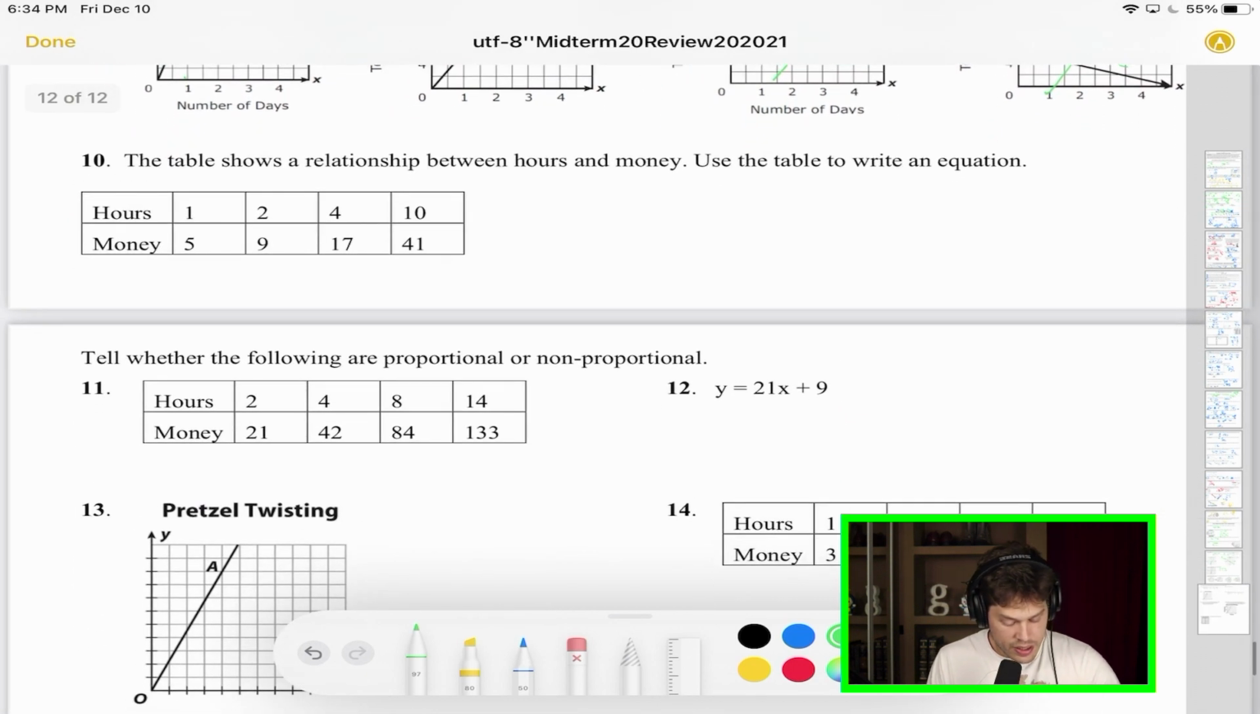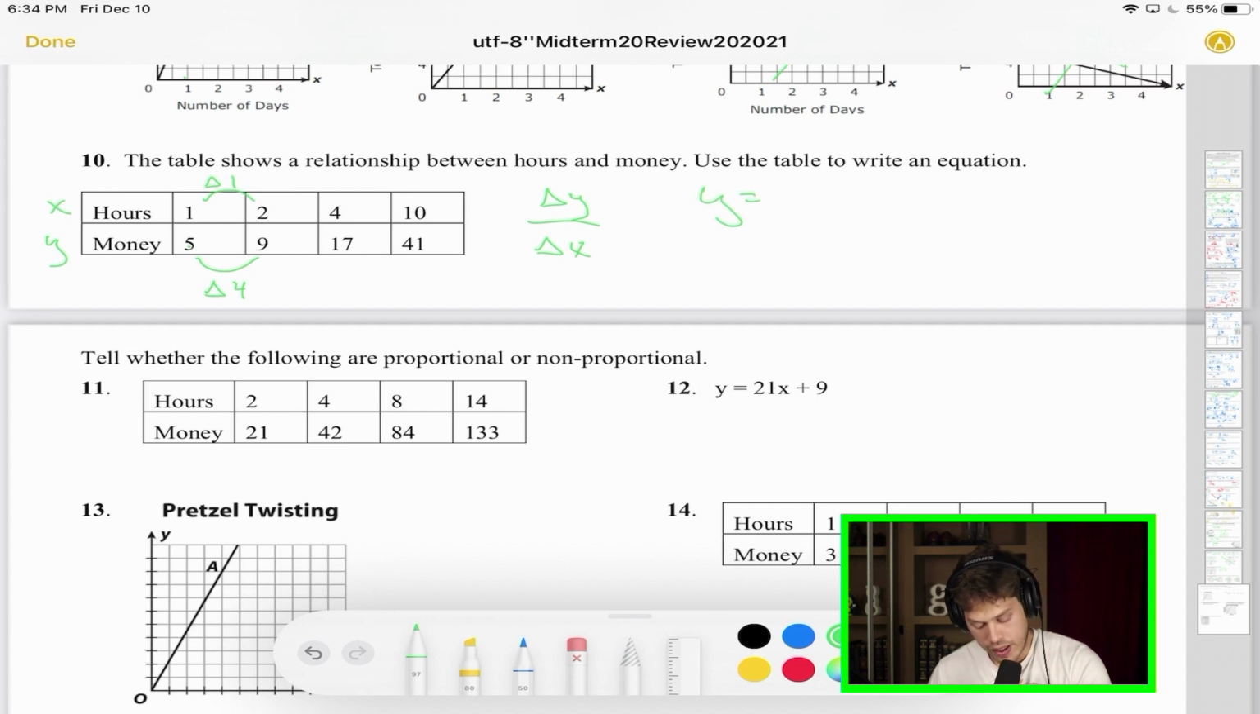Number 10. Use the table to write an equation. So again, we have x over y. We want to find our slope. How do you go from 5 to 9? That's a change of 4. How do you go from 1 to 2? That's a change of 1. This triangle means change. It's a fancy Greek letter called delta, means change. And so our slope is change in y over change in x. So this is 4 over 1. So our slope is 4.